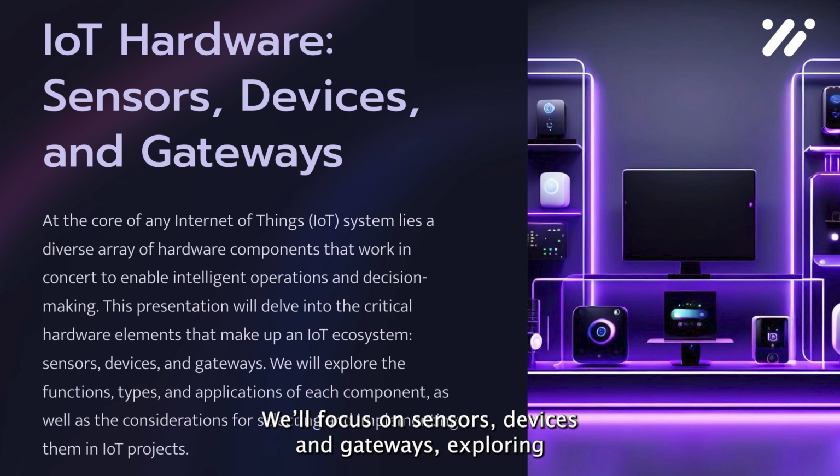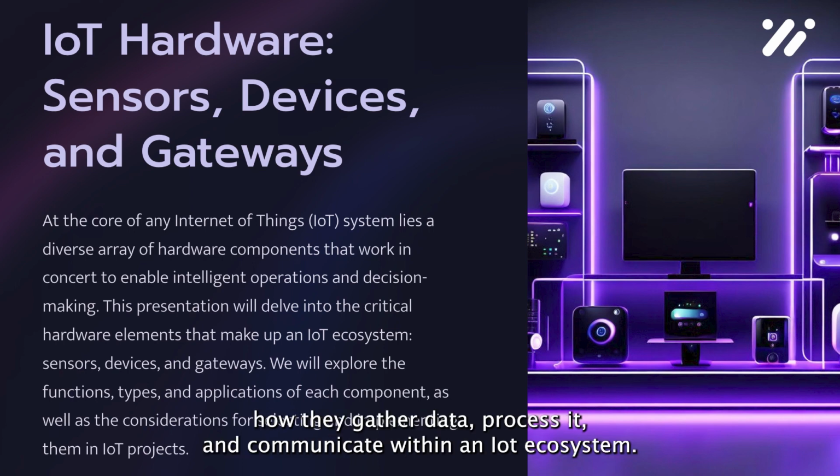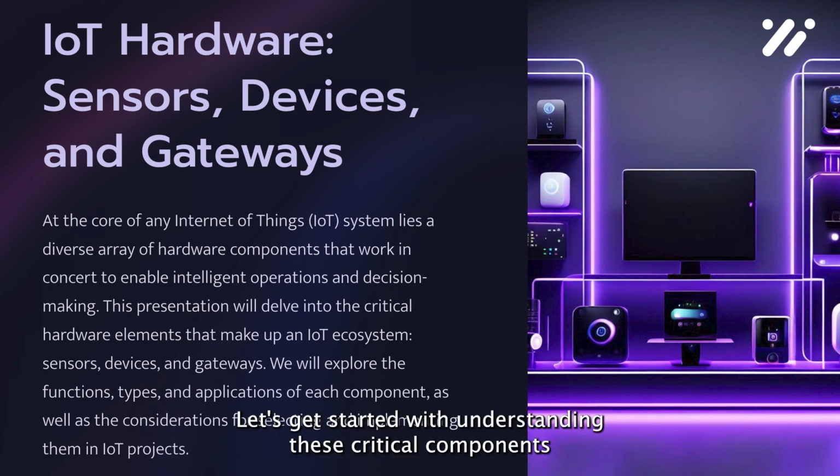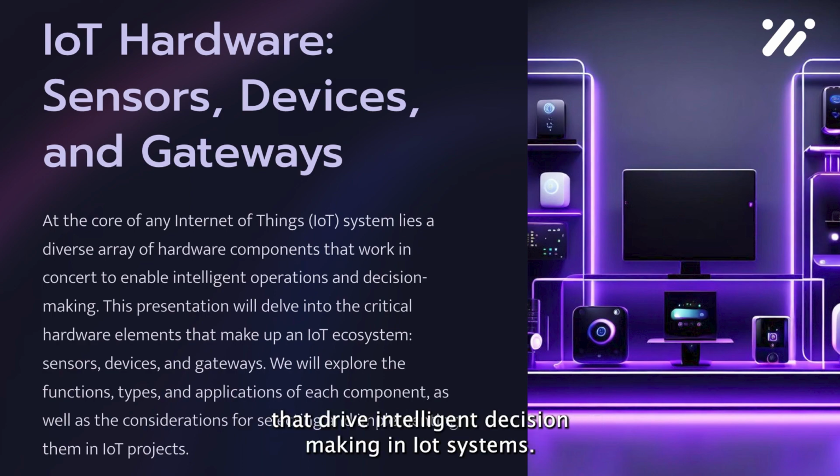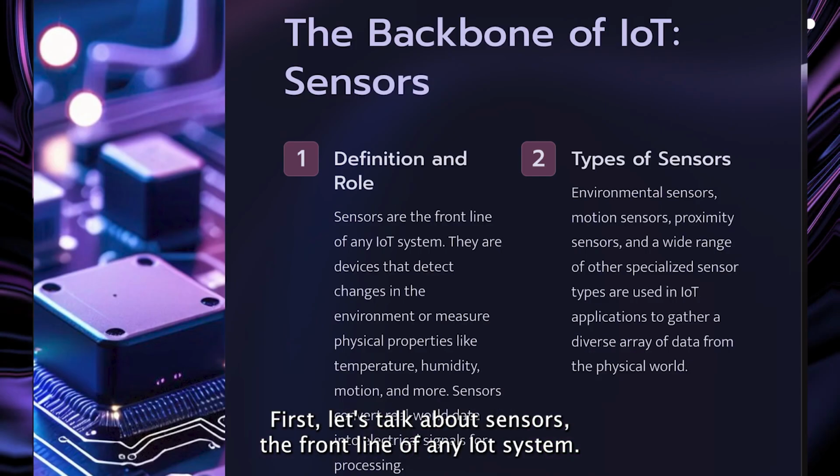We'll focus on sensors, devices, and gateways, exploring how they gather data, process it, and communicate within an IoT ecosystem. Let's get started with understanding these critical components that drive intelligent decision-making in IoT systems. First, let's talk about sensors, the front line of any IoT system.